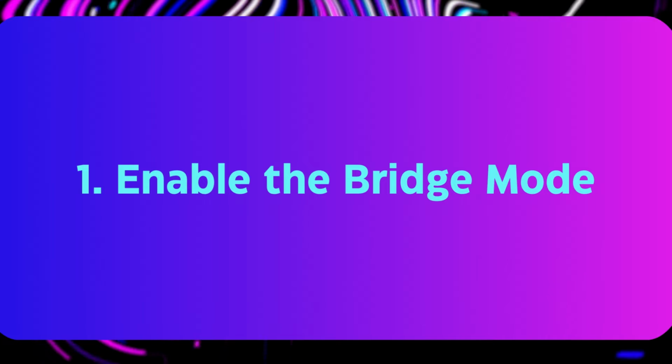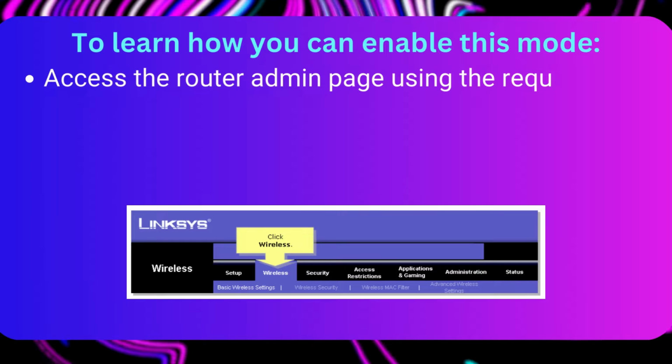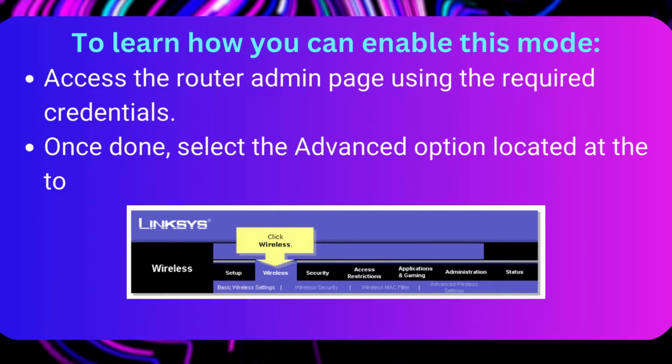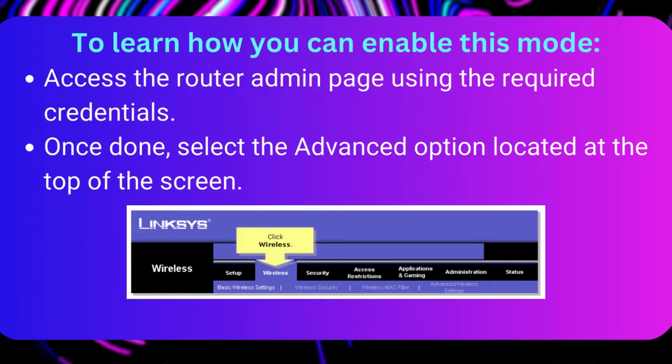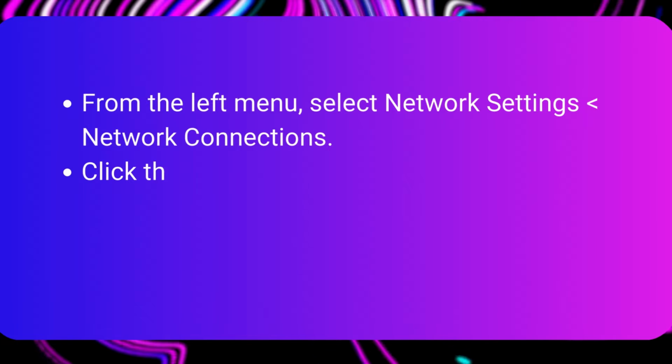1. Enable the bridge mode. To learn how you can enable this mode, access the router admin page using the required credentials. Once done, select the advanced option located at the top of the screen. From the left menu, select Network Settings, then Network Connections.